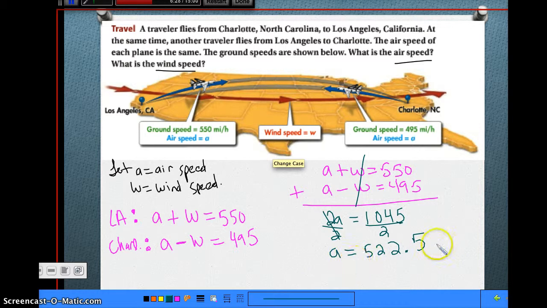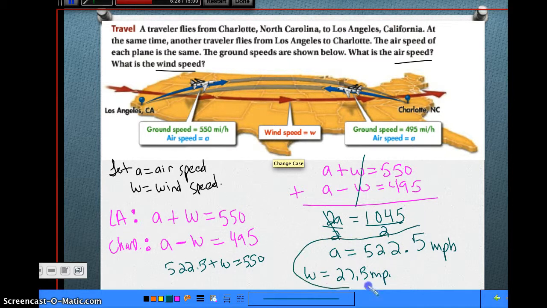So the airspeed is 522.5 miles per hour, and the wind speed is equal to, you take 522.5 and you add your W from your first equation. So we're going to take 550 and we're going to subtract 522.5. That's going to give us 27.5 miles per hour for our wind speed. And there it is. Don't forget though to do your checks.